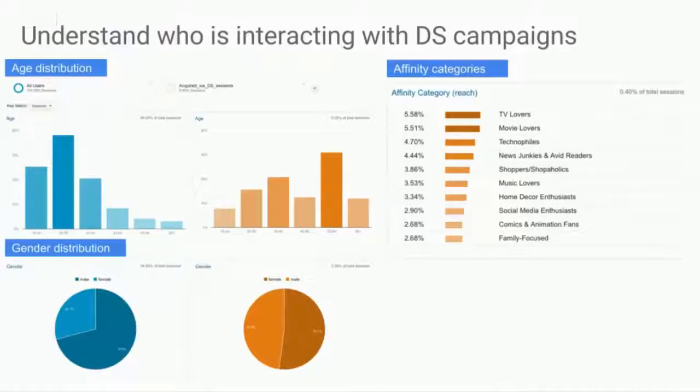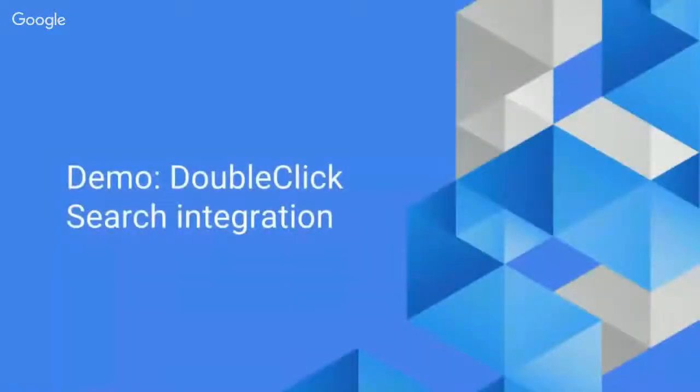Similarly, you can use the rich audience segmentation capabilities of GA to better understand your search traffic that you acquired from other engines. You can take a quick insight into age distribution, gender distribution, interest categories, etc. So with that, let's go and look at the search demo.